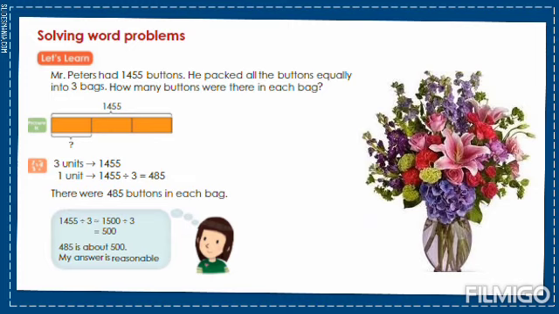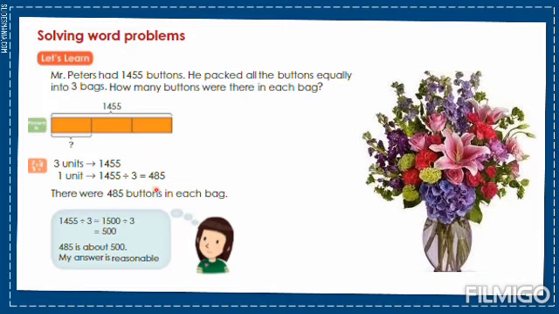In this slide we'll be learning here on how to solve word problems. So there is a problem here, class. We'll be using this for our discussion. Now, Mr. Peters had 1,455 buttons. He packed all the buttons equally into 3 bags. How many buttons were there in each bag? So there is a bar model here, and 3 units equals 1,455. So since there are 3 units here, 1, 2, 3, meaning to say we're going to divide the 1,455 by 3, and the quotient there is 485.